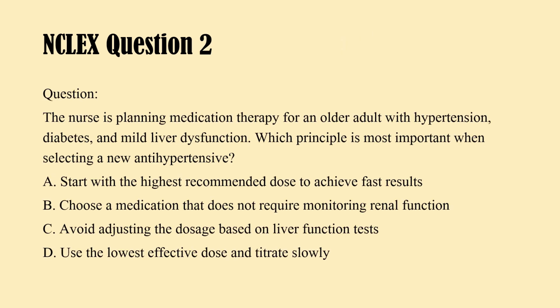NCLEX question 2. The nurse is planning medication therapy for an older adult with hypertension, diabetes, and mild liver dysfunction. Which principle is most important when selecting a new antihypertensive? A. Start with the highest recommended dose. B. Choose a medication that does not require renal monitoring. C. Avoid adjusting the dose based on liver function tests. D. Use the lowest effective dose and titrate slowly.